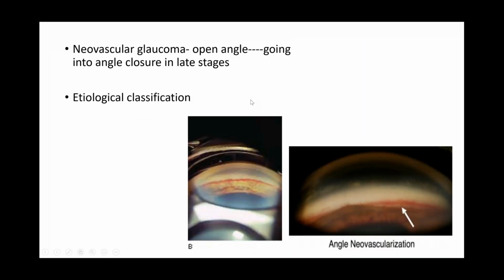Even neovascular glaucomas in the end stages can lead to angle closure. When there's neovascularization due to causes such as diabetic retinopathy, advanced stages, or other causes of neovascularization, initially the angle will be open and you'll see blood vessels, as you see in the first photo. Then it will go into a stage of secondary open angle glaucoma. And finally, there will be zipping of the angle, and there will be fibrosis and closure, which is called the advanced stage of closed angle neovascular glaucoma.